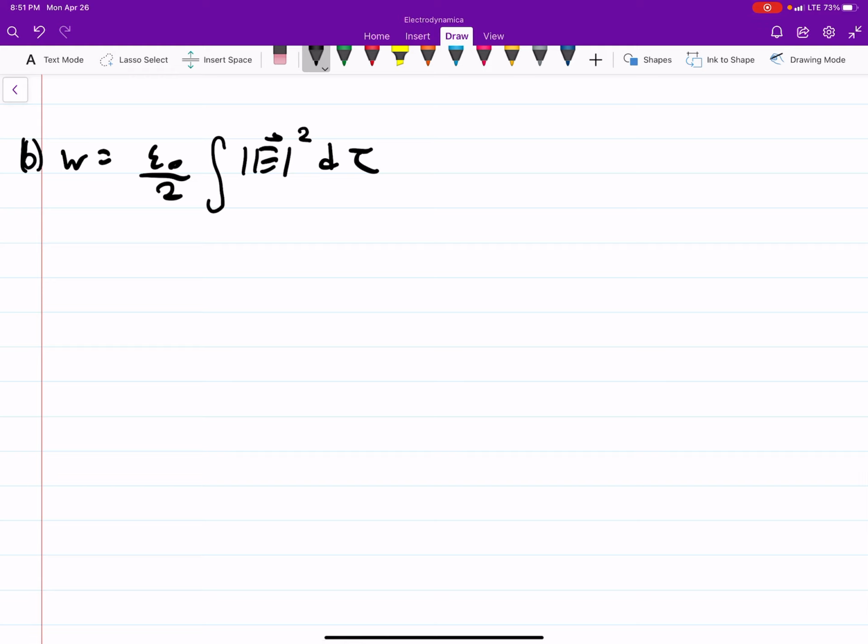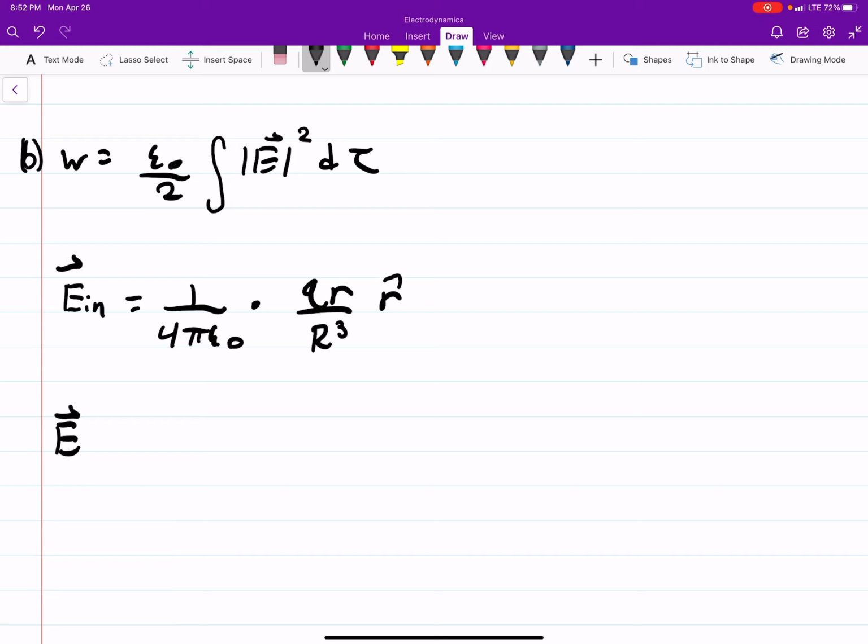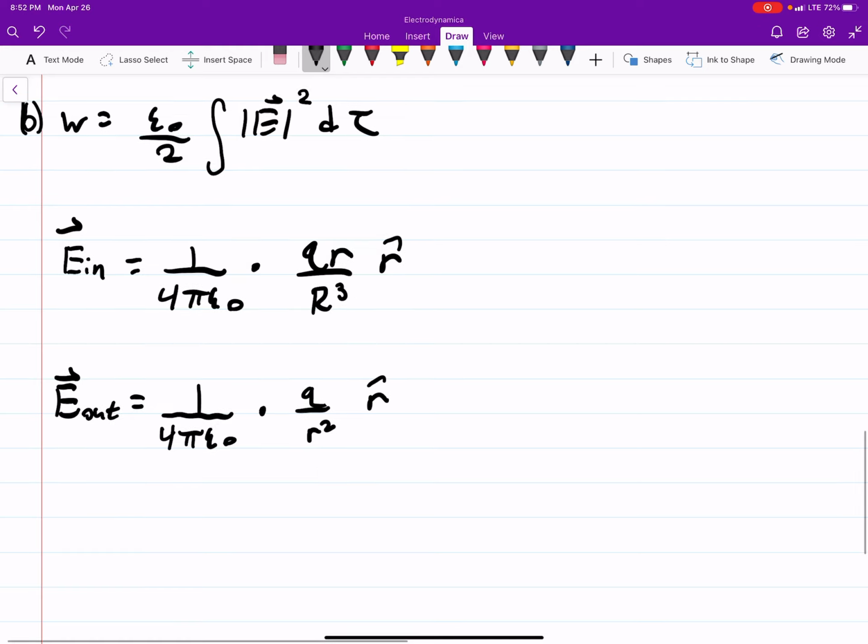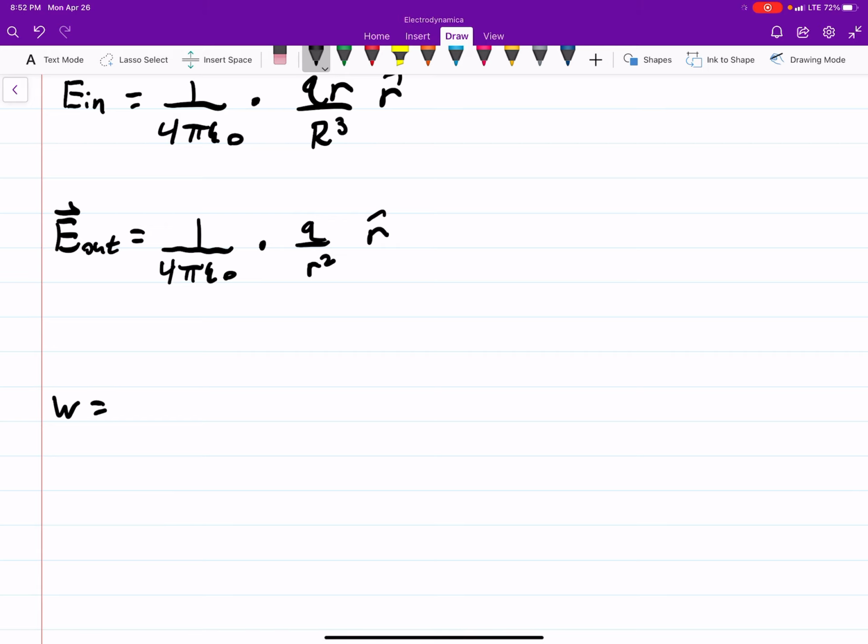Now again, this was given in that same problem. So E field inside is 1 over 4 pi epsilon naught times Q r over R cubed r hat. And E outside, again, if you're not okay with this, you can rewatch the video where we actually get the E field and the potential. And these were our results. So with that in mind, we can use this, and this is actually probably a little bit faster.